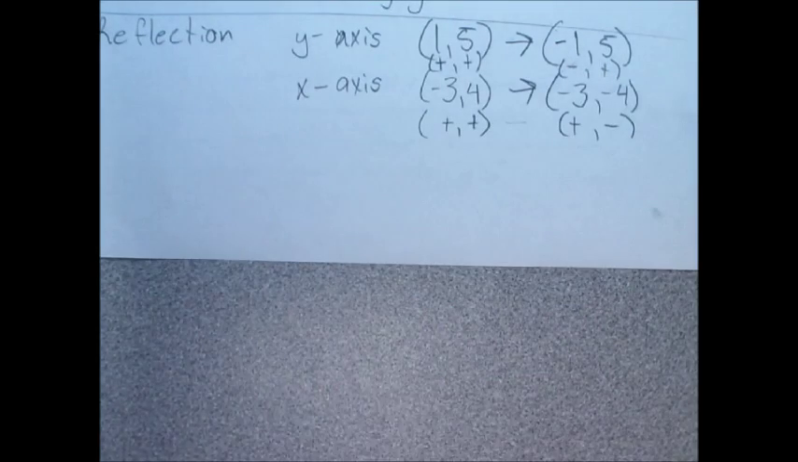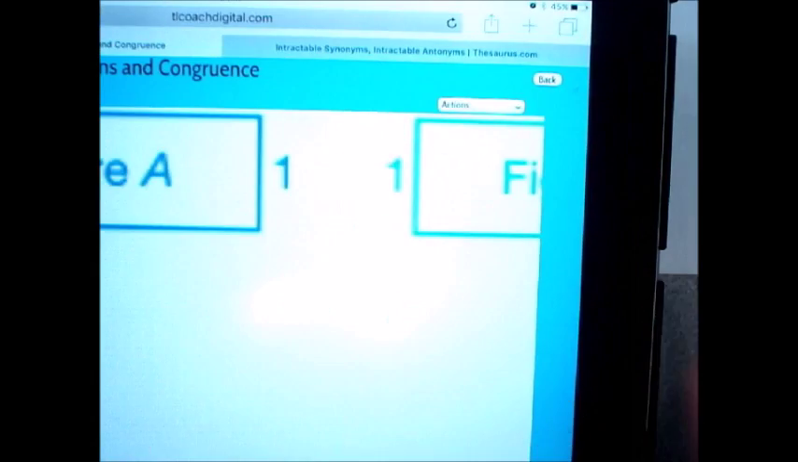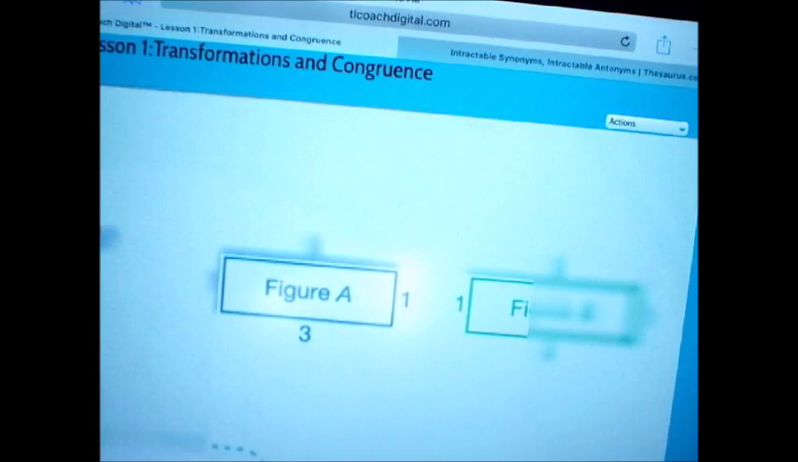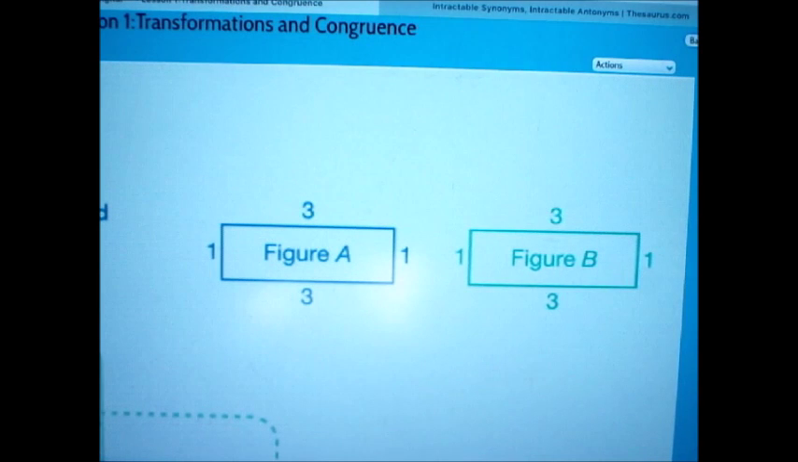Example A says identify the transformations that could be applied to figure A and to figure B. So first of all, looking at figure A and figure B, I'm going to blow it up again just a little bit. Looking at them, we need to analyze them. Do they have the same shape? Yes, they're both rectangles. Do they have the same dimensions? Yes. So, can I perform any of the three that we've already gone over? Yes, because there's no change in shape or size, right?